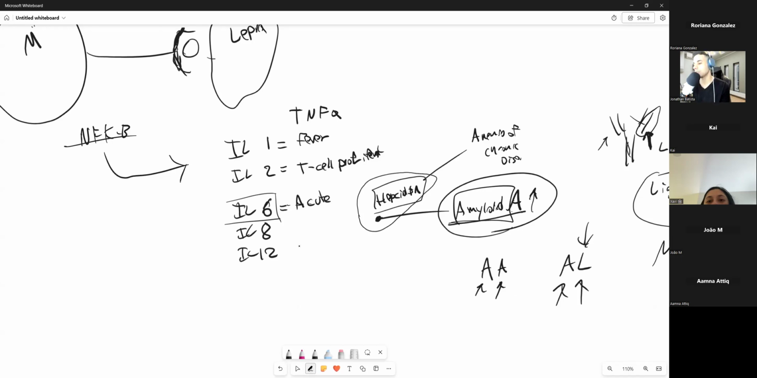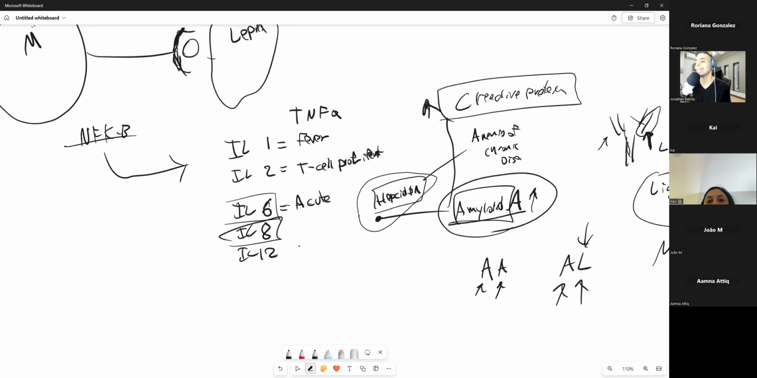Good. Also, one more thing I want to add to IL-6, don't kill me, but also C-reactive protein. C-reactive protein also increases, and that is more of a marker that lets us know when inflammation is going on. That's also increasing with this. Okay, then we get back to IL-8. IL-8 is chemotactic.